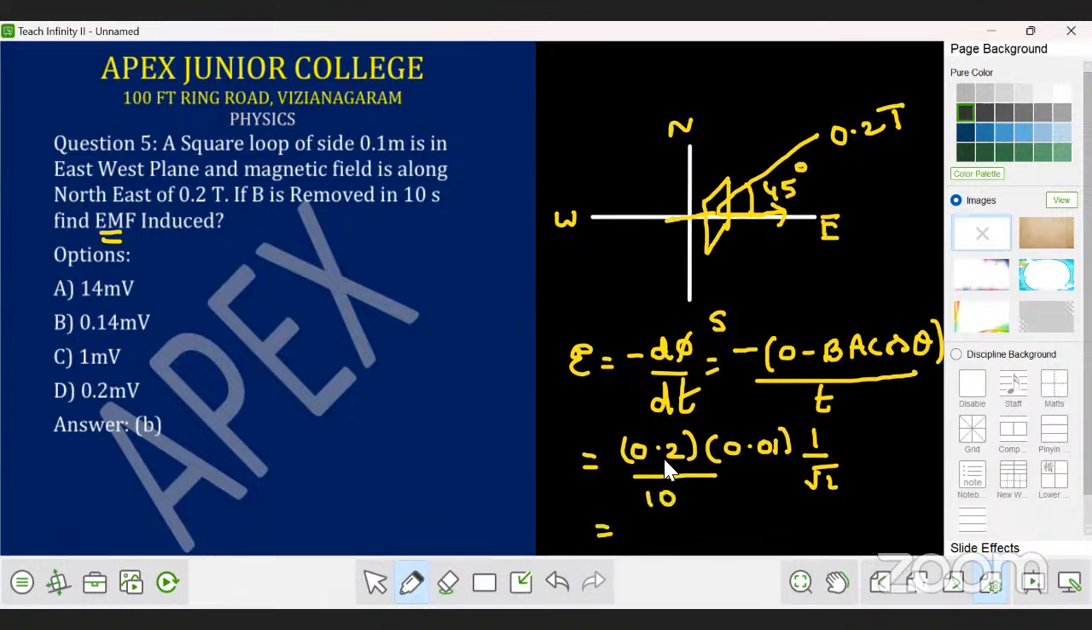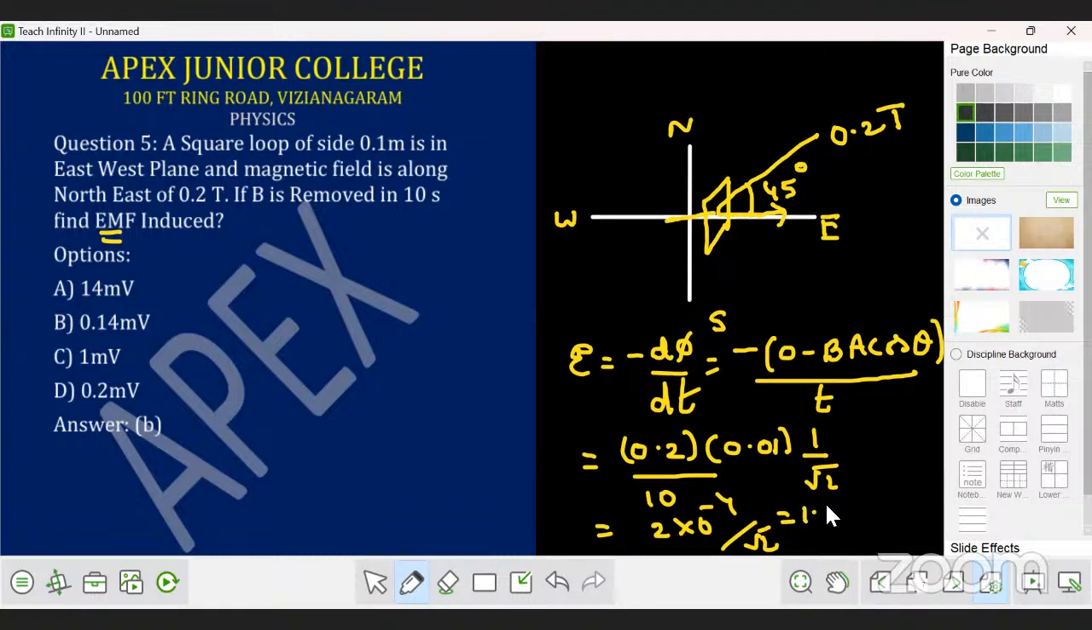Finally, it will be 0.002 divided by 10, that is 2 into 10 power minus 3, and 2 into 10 power minus 4 by root 2. 2 by root 2 will be root 2 only, na?